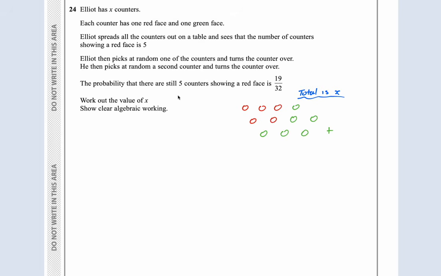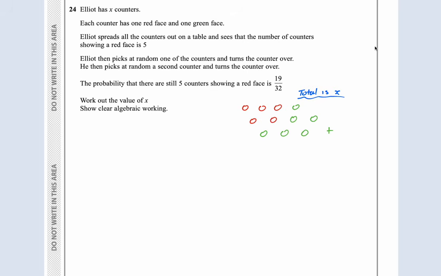We know there's 5 red. He's going to pick one of these counters and turn it over. Now, when he turns it over, it'll turn to the other color. So, for example, if he turns over a red, it'll turn to a green. And if he turns over a green, it'll turn to a red. So the question is, well, what he says, the probability that there are still 5 counters showing a red face is 19/32 when he turns the 2 over.